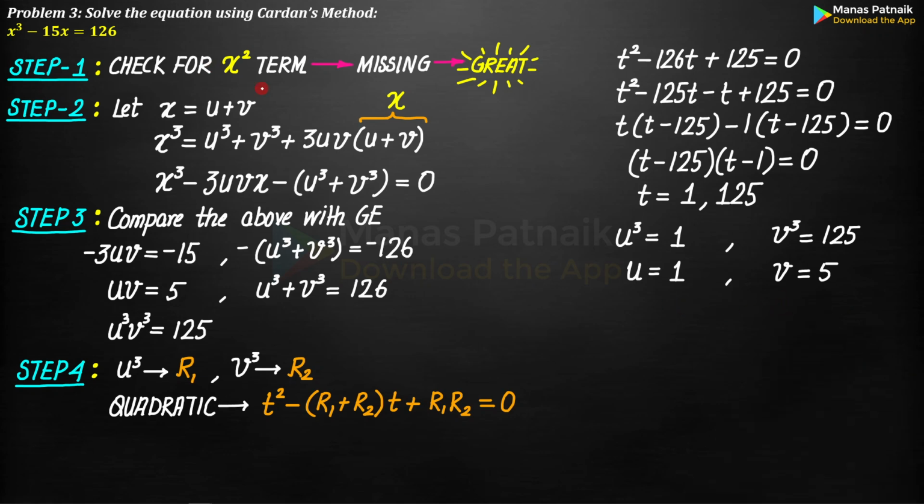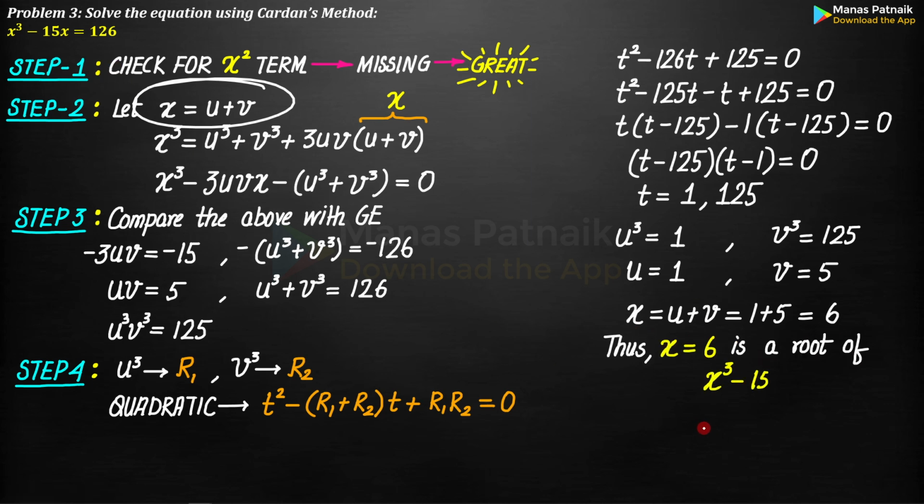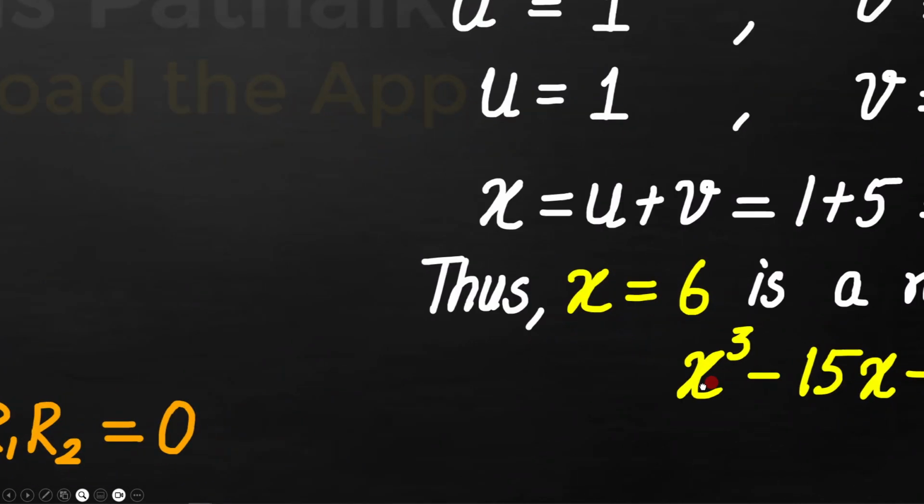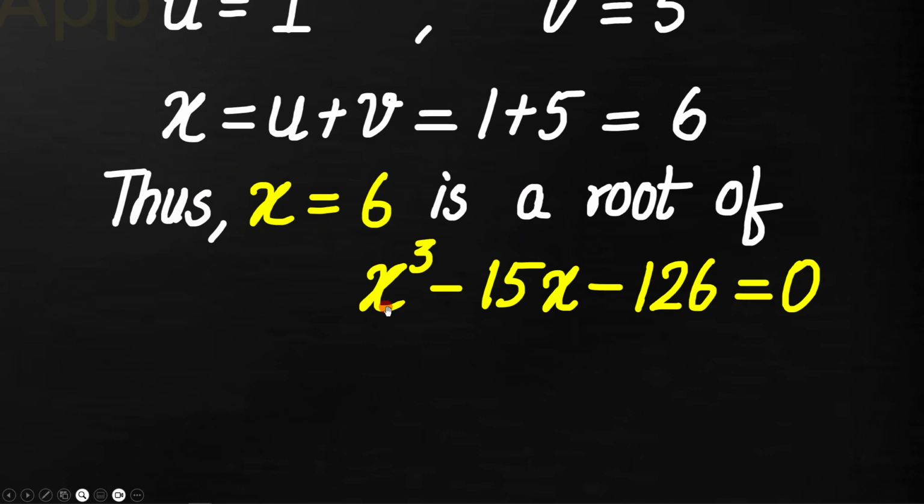Now sir, we already know that x is equal to u plus v. So one root can be obtained directly from Cardan's method, and that is going to be equal to u plus v, which is 1 plus 5. That is equal to 6. Done. So you can say confidently that x is equal to 6 is one of the roots of this given cubic equation. Allow me to zoom in. x is equal to 6 is a root of x cube minus 15x minus 126.